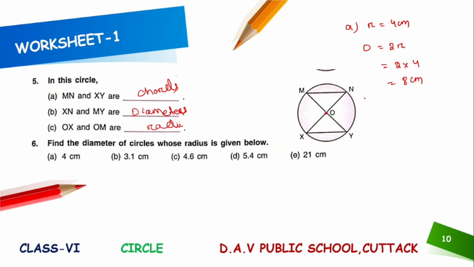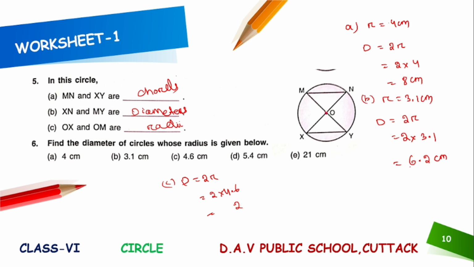Similarly, B number, R equal to 3.1 centimeter. Now diameter equal to 2R, that is 2 into 3.1: 2 ones are 2, 2 threes are 6, so 6.2 centimeter. Similarly, find out C number. Diameter equal to 2 into R, that is 2 into 4.6. So multiply: 2 sixes are 12, carry 1, 9.2 centimeter.